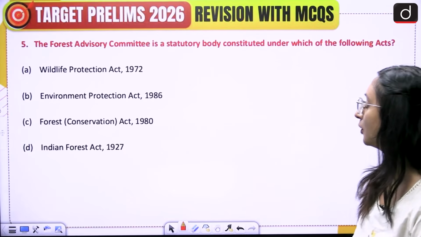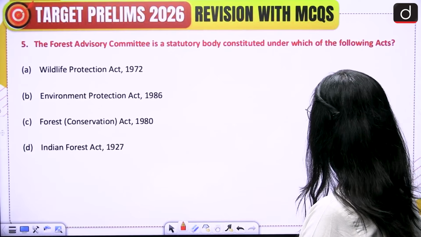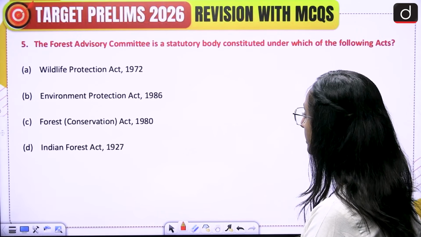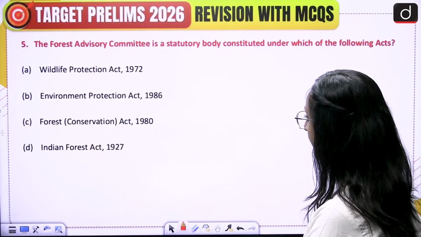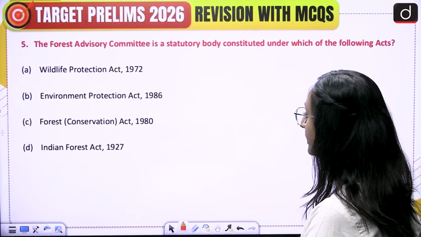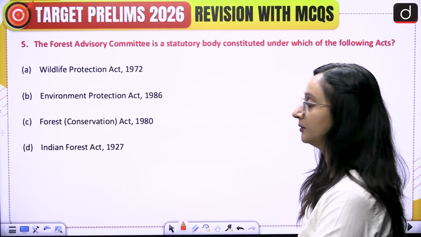Question 5. The Forest Advisory Committee is a statutory body constituted under which of the following acts? A. Wildlife Protection Act of 1972. B. Environment Protection Act of 1986. C. Forest Conservation Act 1980. Or D. Indian Forest Act 1927. Please attempt this question first.